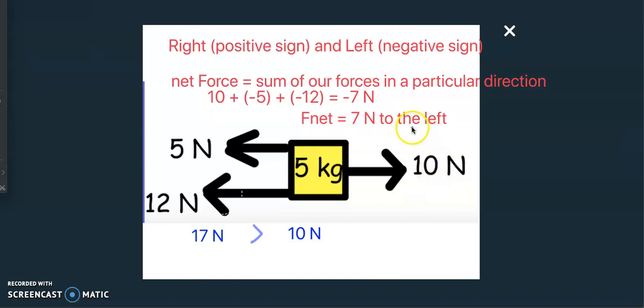And that is why my net force will end up being to the left. So you can approach this either way. You can look at the math, or you can find the total amount first on each side and then compare or subtract that. There are 7 more newtons going to the left, so that's why the net force is 7 to the left.